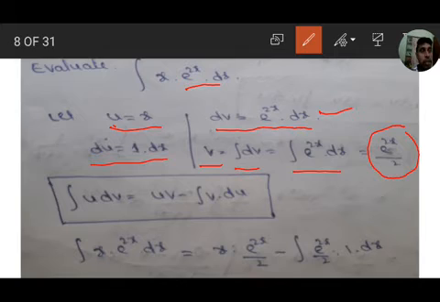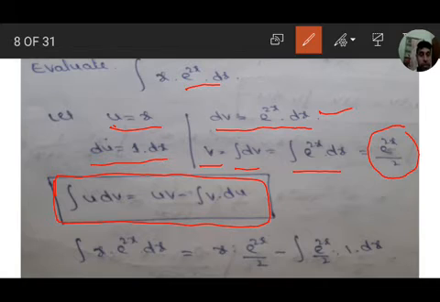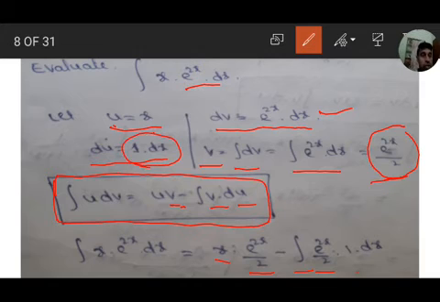So in this formula, substitute: integration of u dv equals uv minus integration of v du. Substitute u value x, and v value, v means e to the power of 2x by 2, minus integration v, that is e to the power of 2x by 2, du means 1 into dx.